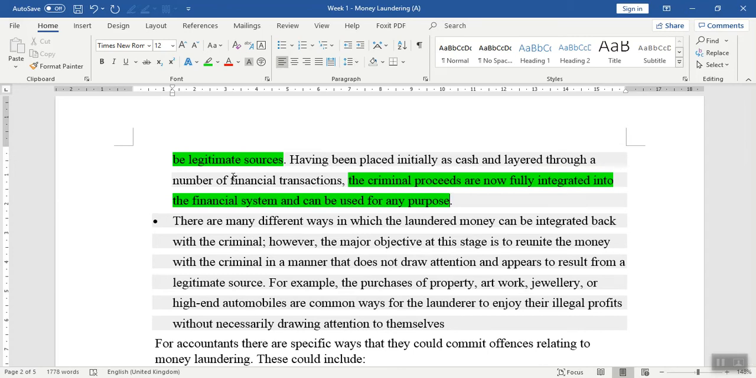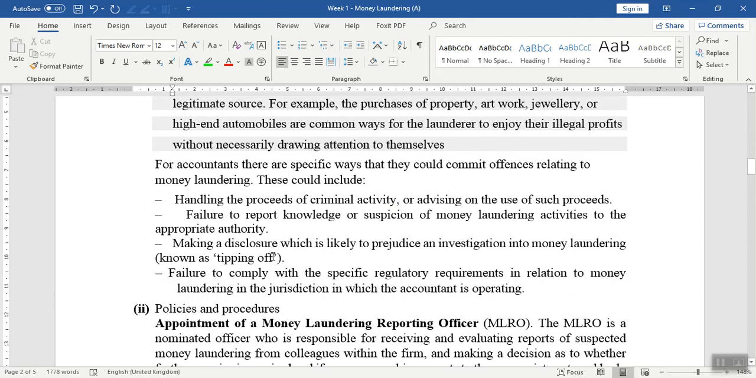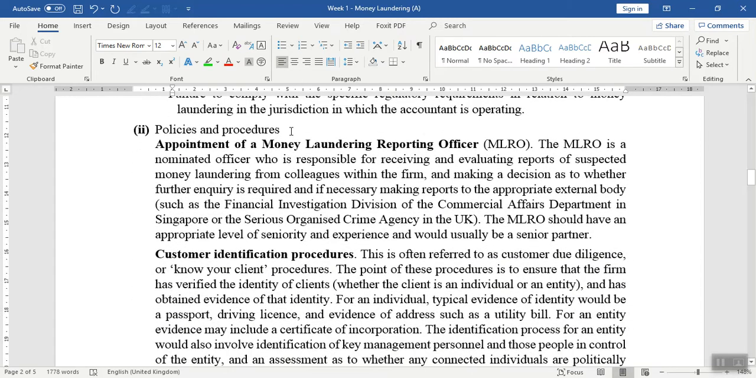So this is the point where you can write the three stages. The rest here you can look at by yourself. Now I want to go to the policy and procedure, on how to overcome this. Policy and procedure here.